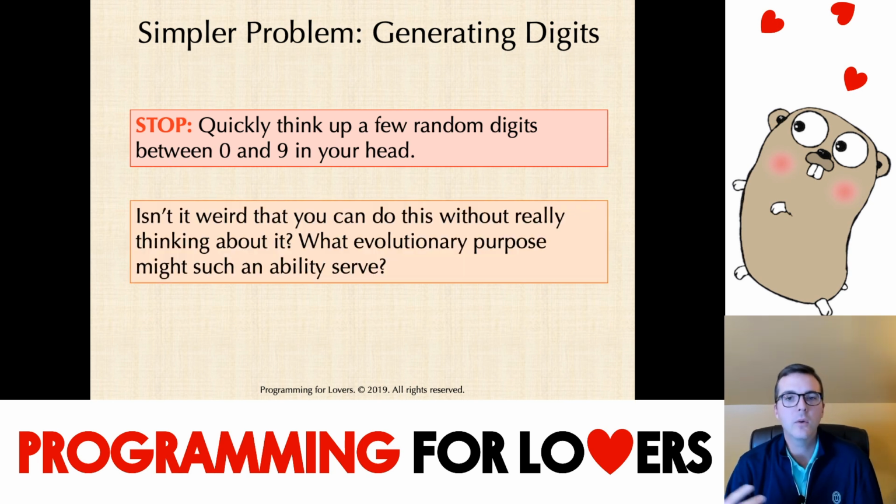And what process produced that sequence of digits? Isn't it weird that you can just do this without really thinking about it? What process is going on in your brain that allows us to do that? What evolutionary purpose might such an ability serve? If we go back to something I said in a previous lecture, this Dobzhansky quote that nothing in biology makes sense except in the light of evolution. Why might we, from an evolutionary purpose, be spending fitness points on needing to generate random digits?